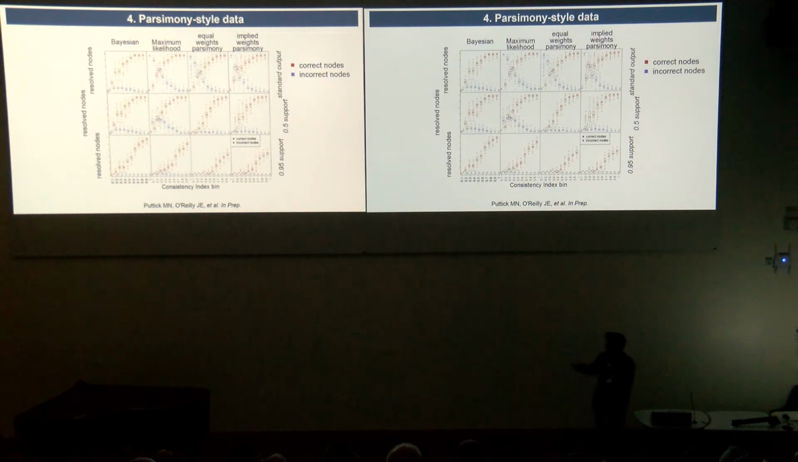This is showing, for each of those, in red, the number of accurate nodes that each method infers, and in blue, incorrect nodes. Basically at this bottom row, at 95% support level, only Bayesian is able to get a meaningful number of nodes resolved at high homoplasy values, whereas other methods tend to have absolutely no resolution. So this suggests that Bayesian methods at these areas of high homoplasy are doing quite well and have high confidence in correct nodes.